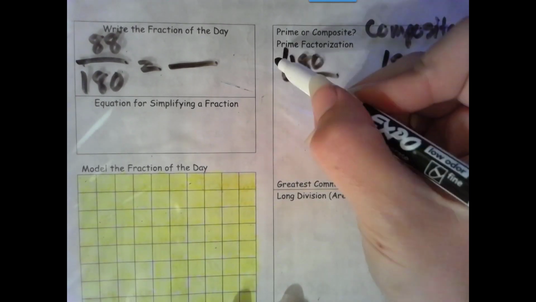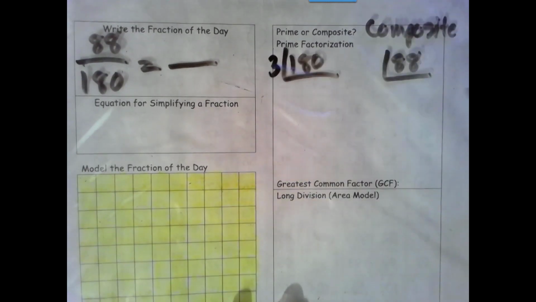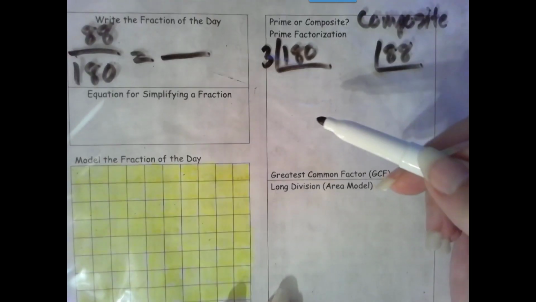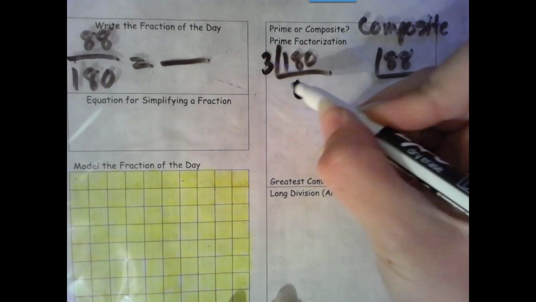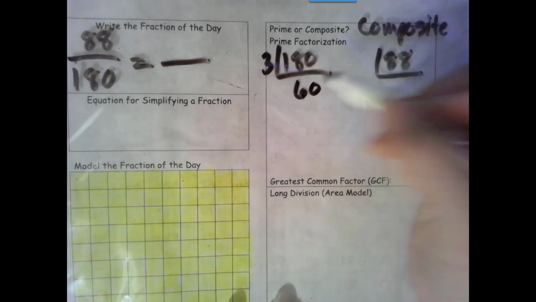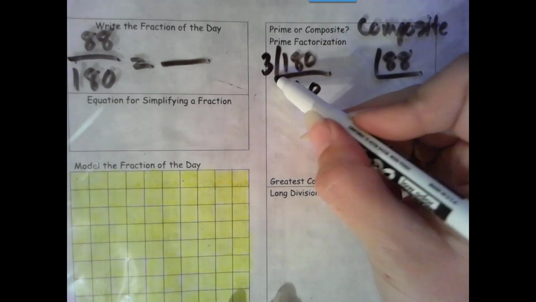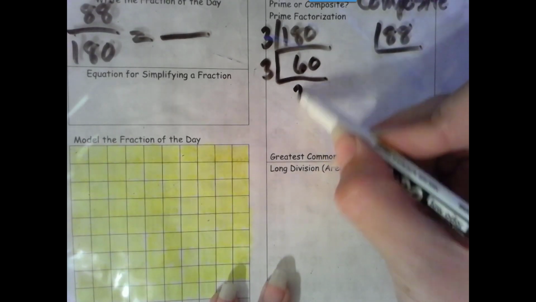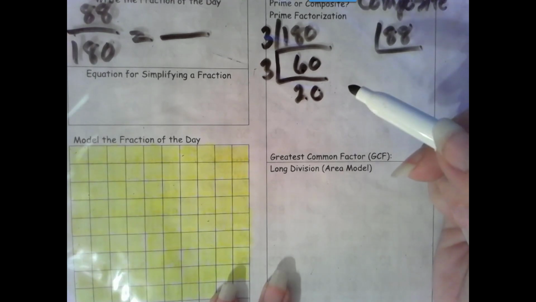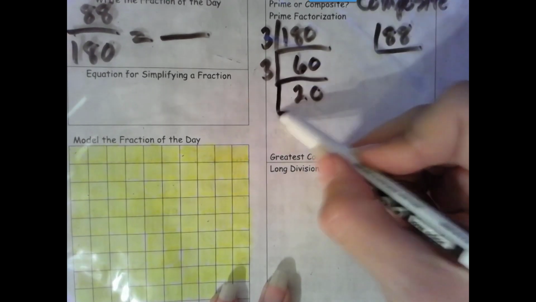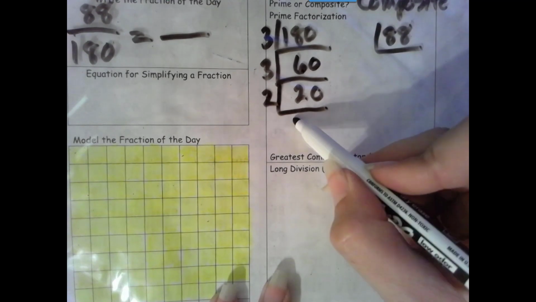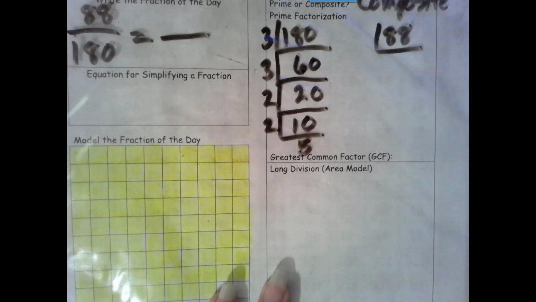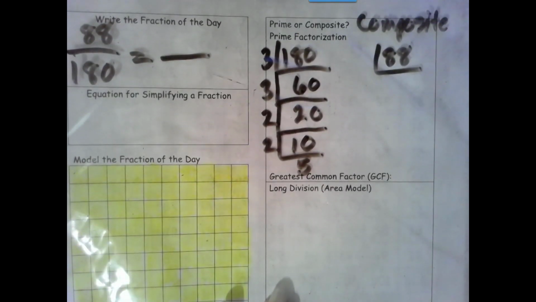Alright, let's see. I can divide by 3 because 1 plus 8 plus 0 is 9, and 9 is a multiple of 3. I can get 3 groups of 6 tens out of 18 tens. I can divide by 3 again. I can get 3 groups of 2 tens out of 6 tens. 20 is even, I can divide by 2, I get 10. Even, I can divide by 2, I get 5. 5 is prime, so I'm done.